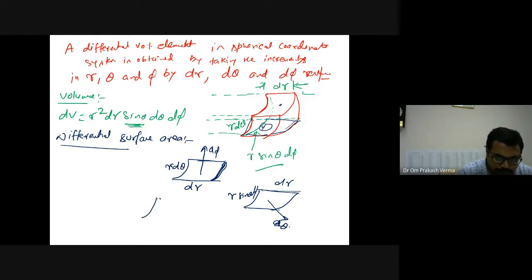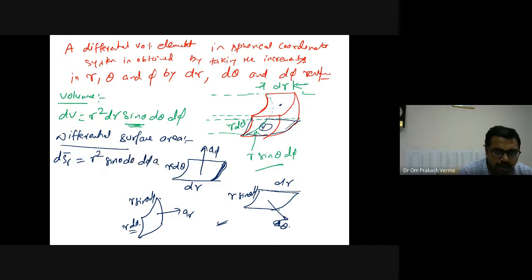In a similar way, for the first one you can calculate the a r. This is r sine theta d phi, and this is r d theta. So this one can be calculated based on this picture. You just multiply and find each one. In the direction of r, it is simply r square sine theta d phi, and the direction is obviously a r.